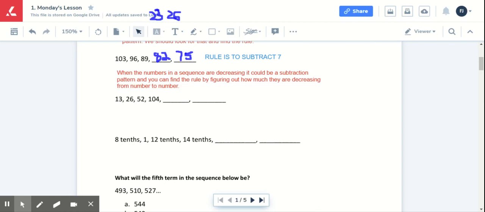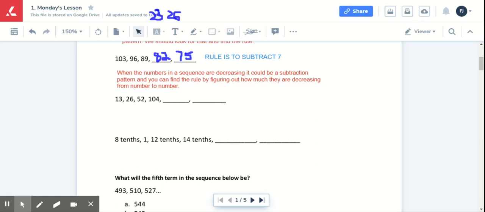Okay, so now that you've taken your notes, we're actually going to skip number 3 and go right to number 4. We're not going to be afraid because they're decimals. We're going to do exactly what we did before. We're going to think about, are these numbers in the sequence getting bigger or smaller? Yep, you're right. They're getting bigger. So now we need to see, is this an addition rule or is this a multiplication rule?